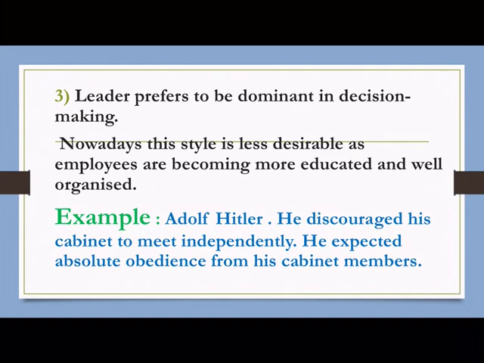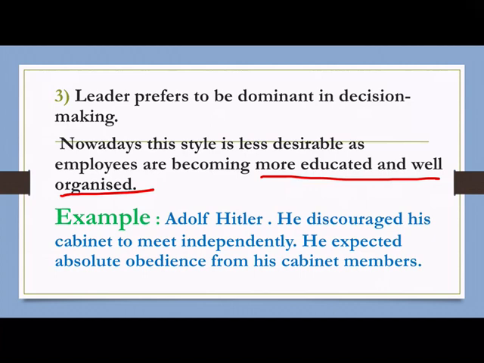Nowadays, this style is less desirable. Why? Why are employees not favoring this style of leadership? They are not accepting the managers who show the autocratic style of leadership, because nowadays employees are becoming more educated and well organized. An example is Adolf Hitler.